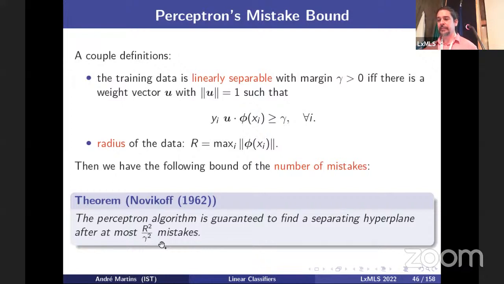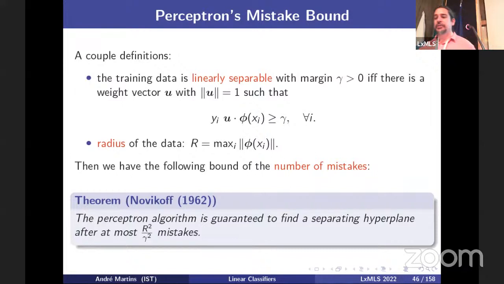It tells us that if the data is separable but the margin is small, then this gamma becomes small, and we might need to make a lot of mistakes until we find that separating hyperplane, because it might be tricky to find a separating hyperplane. If the margin is big, then it should be easy to find a hyperplane. And R is just a way to calibrate the dimension, the scaling of our feature space. So the bigger the radius of the data, the larger the number of mistakes. Okay, so it's the ratio between R and gamma that matters.